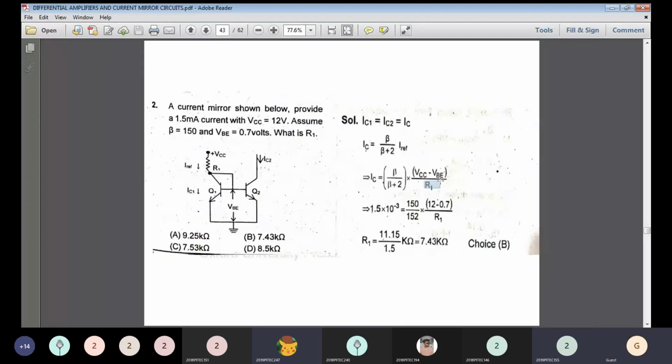The remaining values are all in the question. The IC value is given as 1.5 milliamps, that is 10 power minus 3, the beta value is substituted, VCC is 12 and VB is mentioned in the question itself as 0.7, and you are supposed to calculate the R value. So take R to the left side. This is the formula, and finally you substitute the values. You get 7.43 kilo ohms.